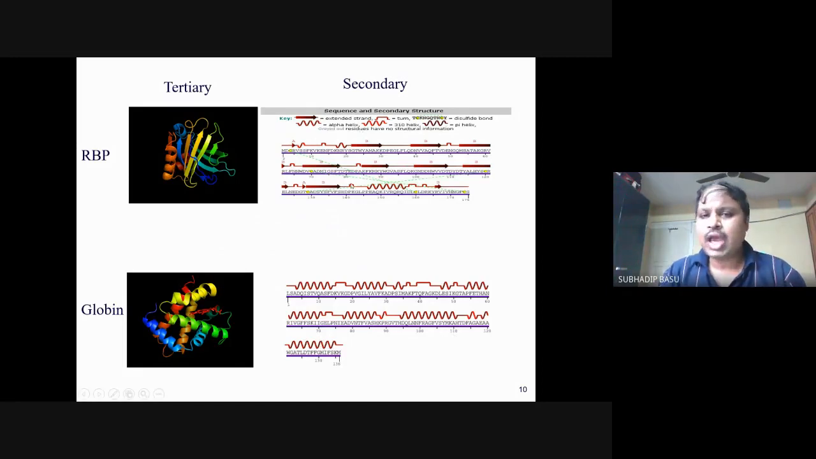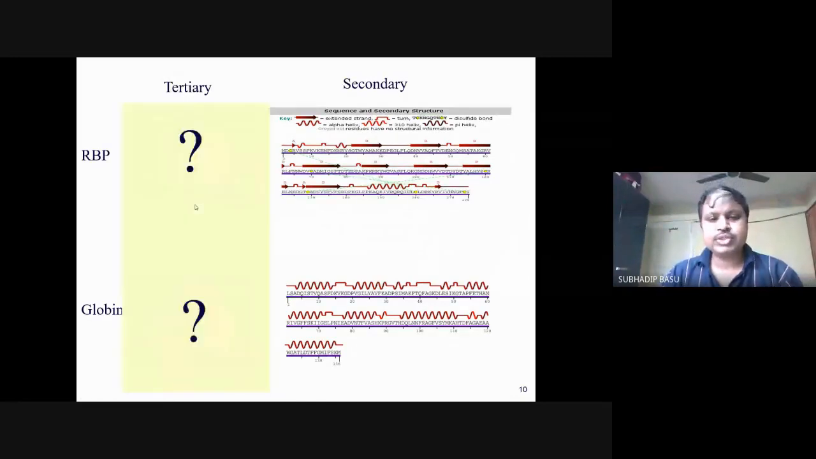So in general, we have the secondary structure information, and we can actually have information. So this is general information. And what do you mean by protein secondary structure prediction?